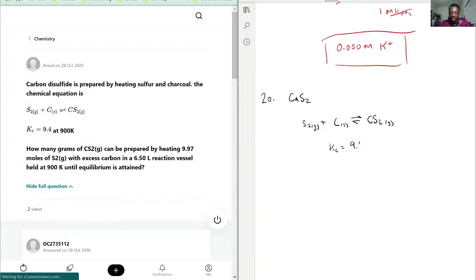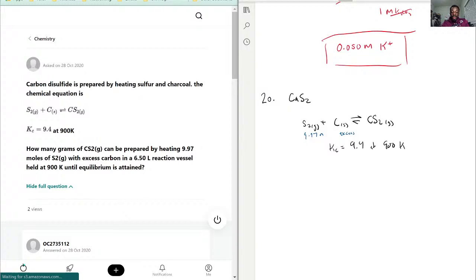Kc is 9.4 at 900 K. How many grams of CS2 can be prepared by heating 9.97 moles of S2 gas with excess carbon in a 6.5 liter reaction vessel held at 900 Kelvin?